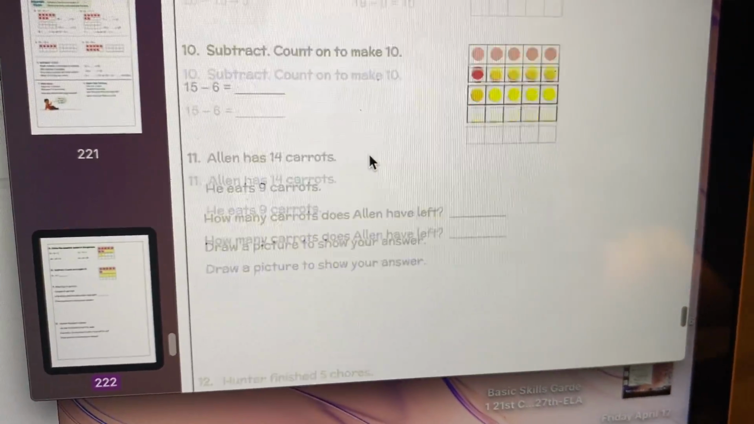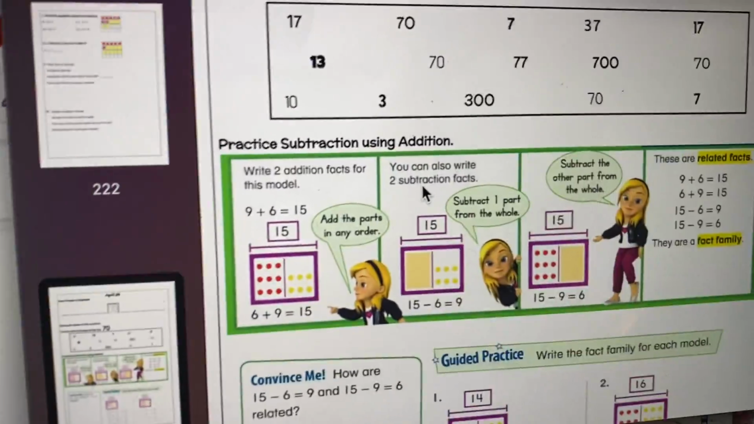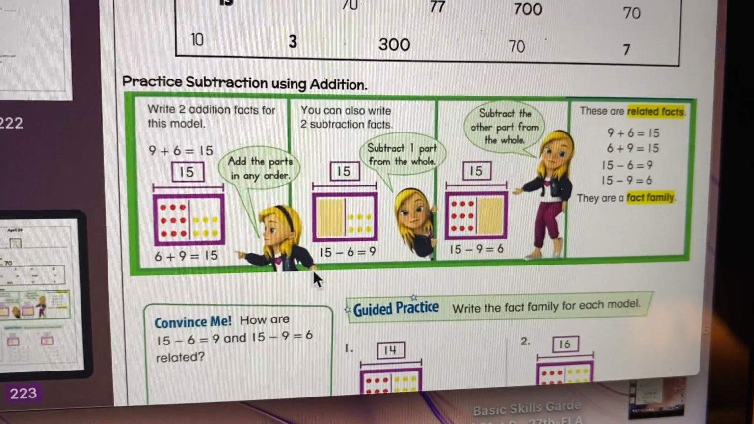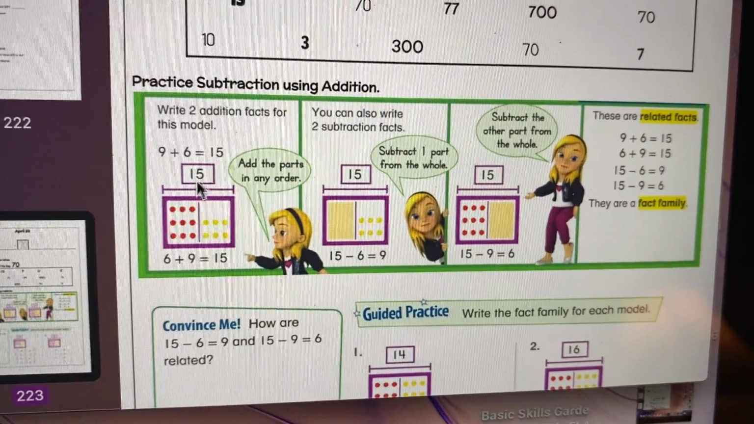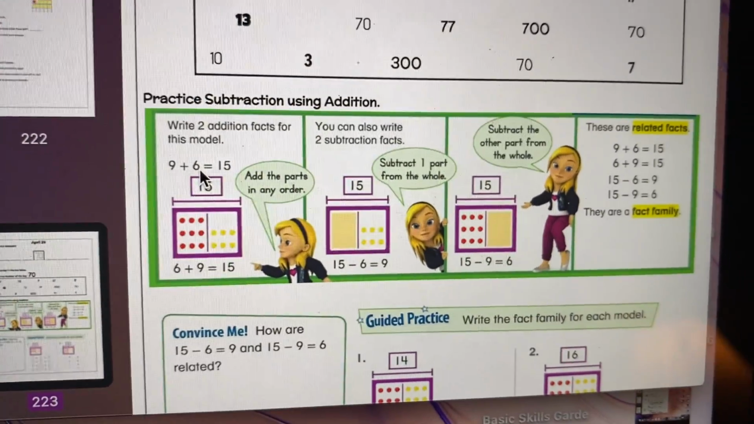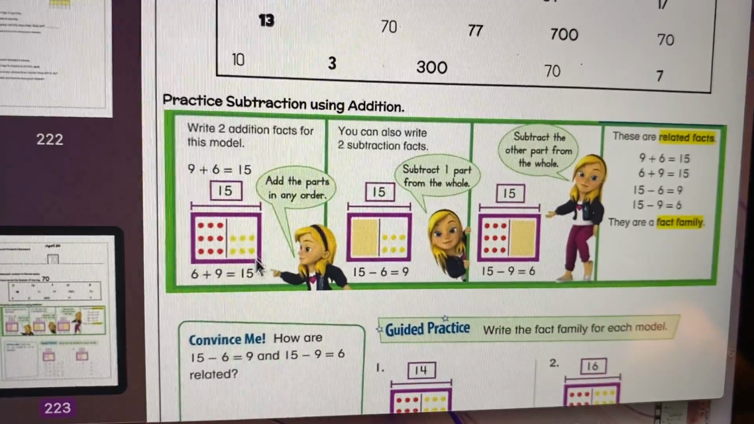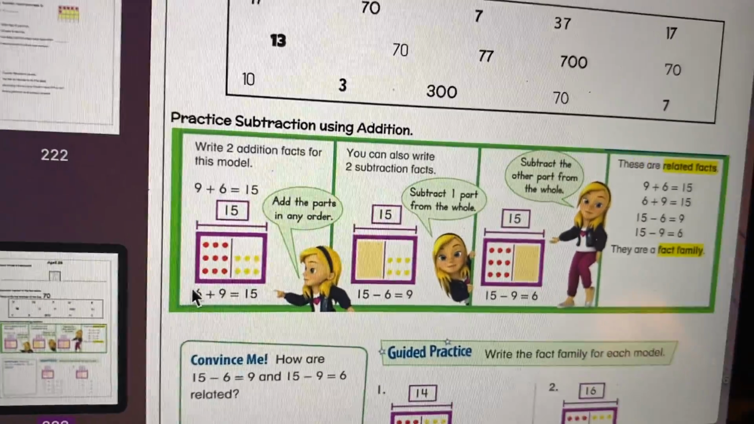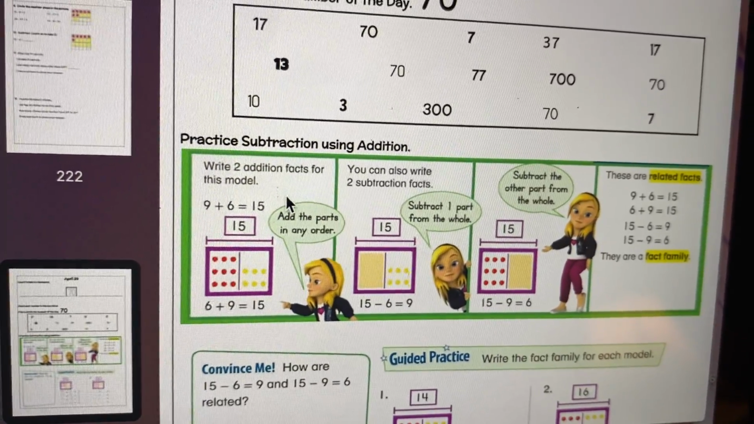Moving on to Wednesday. Still practicing subtraction, but now we're using addition to do it. So they give you 9 plus 6 equals 15, and they give you 15 as a part whole situation. It's kind of like a number bond. So 15's at the top, and they give you 9 and 6. Those are your 2 parts. They give you the turnaround fact, which is 6 plus 9 equals 15. So these are 2 addition facts for these 3 numbers that go together.